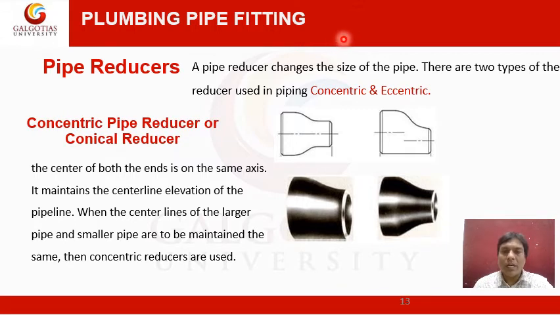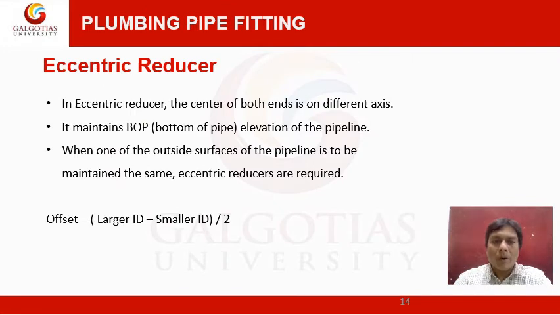used. On the other hand, when the bottom line is to be maintained, the eccentric reducer is used. In eccentric reducer, the center of both ends is on a different axis. It maintains the bottom of the pipe, elevation of the pipeline. When one of the outside surfaces of the pipeline is to be maintained, the same eccentric reducers are required.